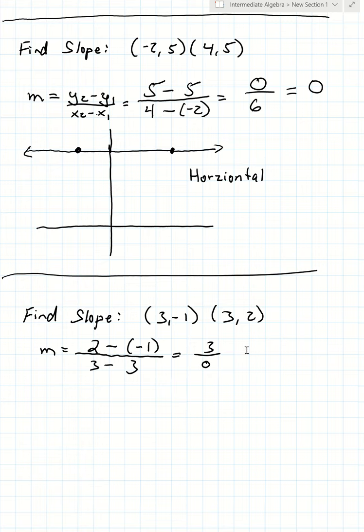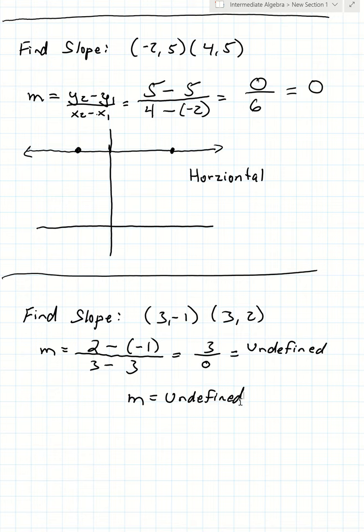Now, a 0 in the denominator is mathematically undefined. You cannot divide by 0. It's impossible. You can divide into 0, as we saw in the previous problem. 0 divided by any number is 0. But a number divided by 0 is mathematically undefined. You could even try doing it on your calculator. You will get some type of error message. So here we have a slope that is undefined.